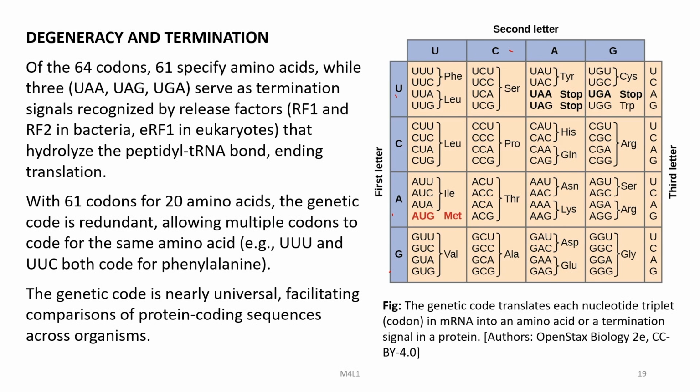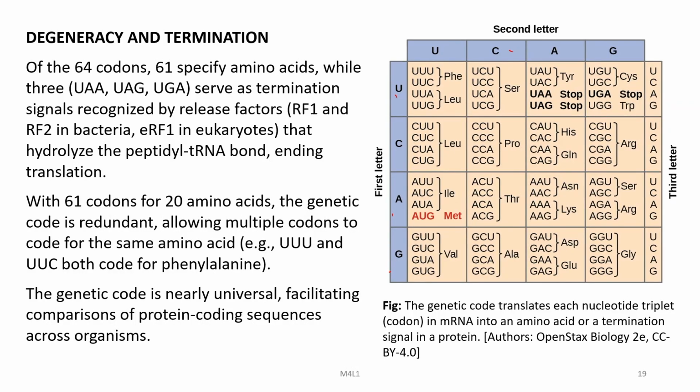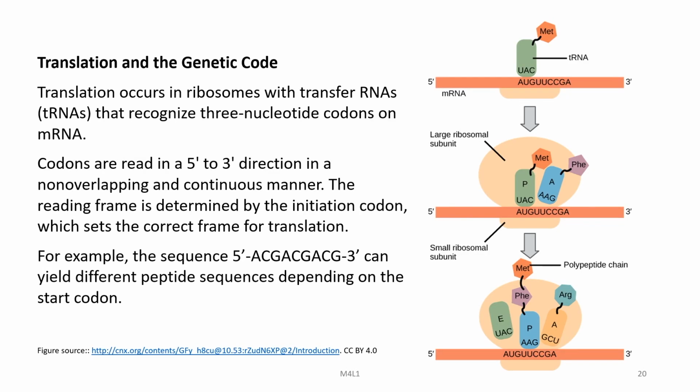These 3 stop codons serve as termination signals recognized by release factors RF1 and RF2 in bacteria and eRF1 in eukaryotes that hydrolyze the peptidyl-tRNA bond, ending the process of translation. The genetic code is nearly universal, facilitating comparison of protein coding sequences across organisms, but there are some variations between the prokaryotes and the eukaryotes in terms of amino acids. The translation and the genetic code.